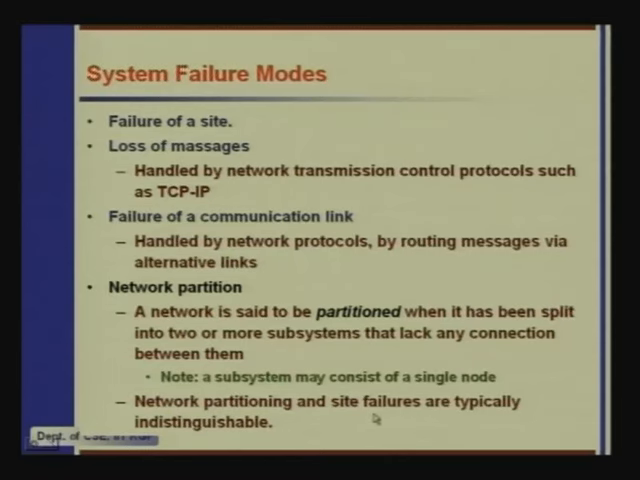And network partitioning and site failures are typically indistinguishable. Why? Because if the network is partitioned, it means some of the sites are on this side of the partition, some of the sites are on the other side of the partition. So, the ones on this side think that all the sites on the other side of the partition are actually down. So, it has no way to distinguish between the cases where there is a network partition or all the sites on the other side are actually down. Do you see that? So there is no way the sites can know which of these is the case, right. So these are typically indistinguishable, and we will see in our protocol how network partition is handled.